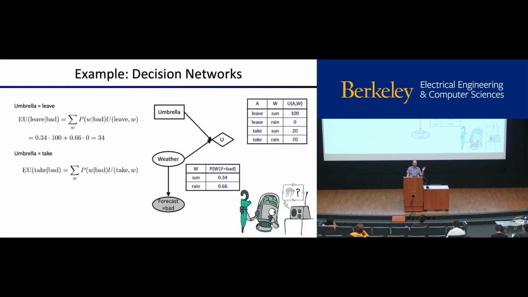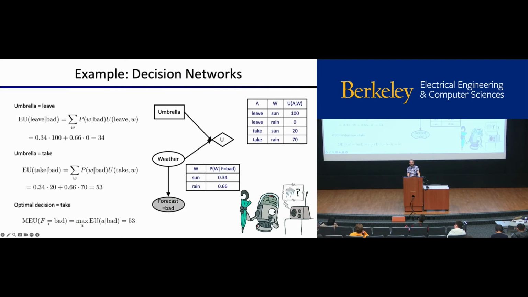Same computation, but now for taking the umbrella, different numbers, different answer. 53 is the expected utility. So now the optimal decision is to take the umbrella. Unsurprisingly, hearing that the forecast is bad could change your decision about whether to take an umbrella. And we write the maximum expected utility like this.